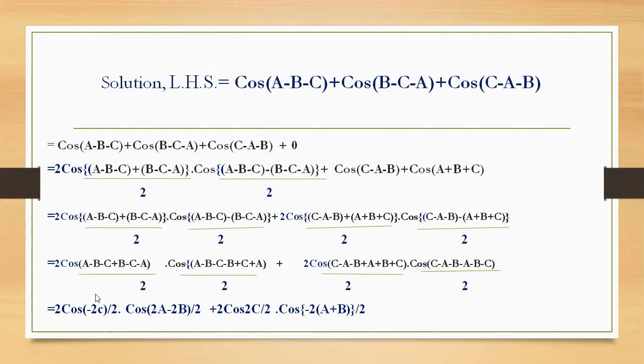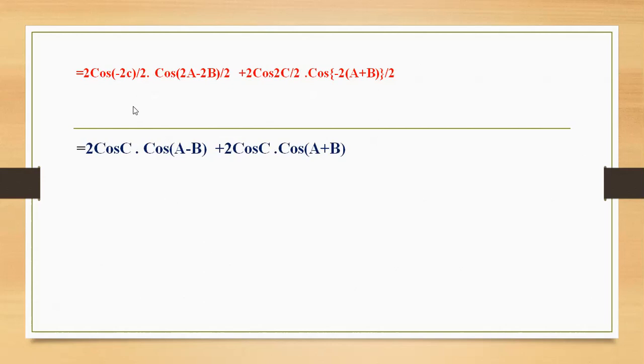As I told you, cos(minus a) means cos a only, it will be positive. Similarly, the 2s cancel and cos(minus c) will be cos c only. Here will be cos(a minus b), and here c with the 2 cancelled gives cos c, and cos(minus(a plus b)) will be positive, cos(a plus b). Then we take cos c common: 2 cos c is taken common, leaving cos(a minus b) plus cos(a plus b).